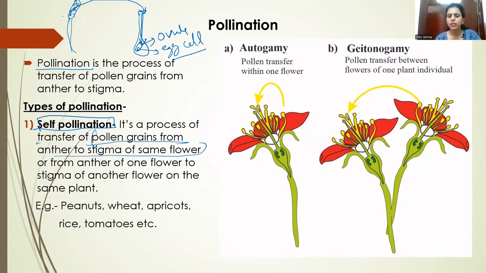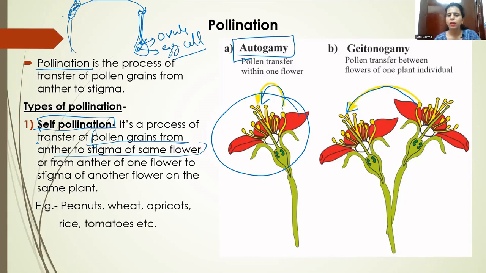The first condition, where the pollen grain is transferred from anther to stigma within the same flower, is known as autogamy. And the second condition, where pollen grain is transferred from anther of one flower to the stigma of another flower of the same plant, is known as Geitonogamy. So there are two types of self-pollination, autogamy and Geitonogamy.